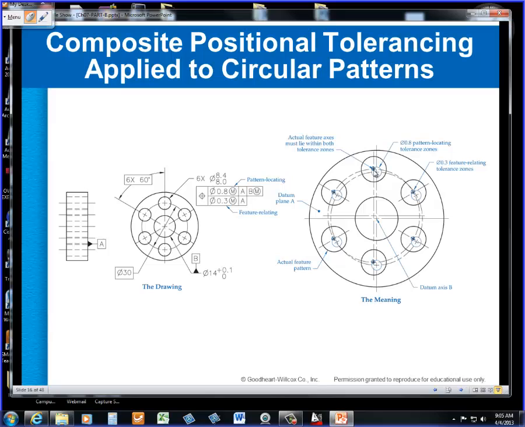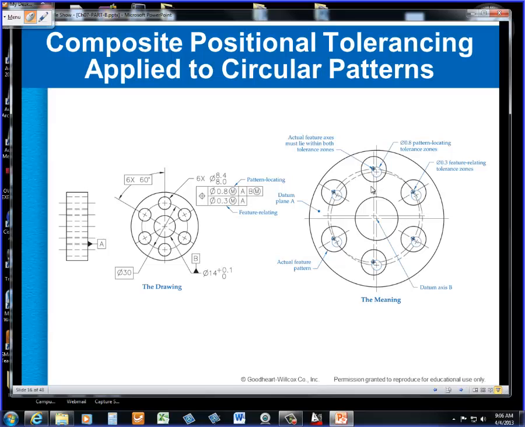So here's our part. There's the center of it. It has to be within this pattern locating zone, and the actual manufactured hole has to also fall within the feature zone. So we look around through here and we've got a 0.3 at MMC and a 0.8 at MMC.